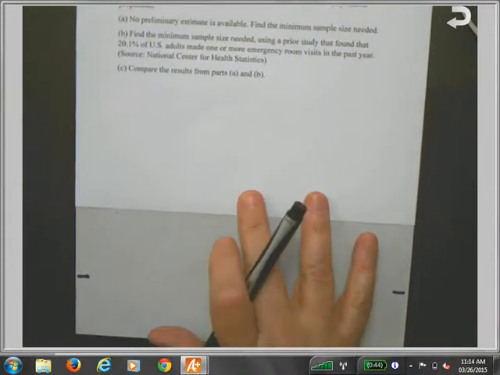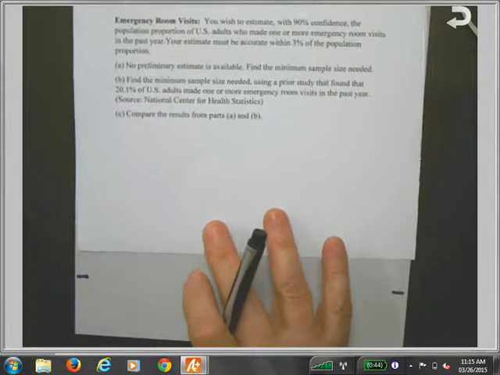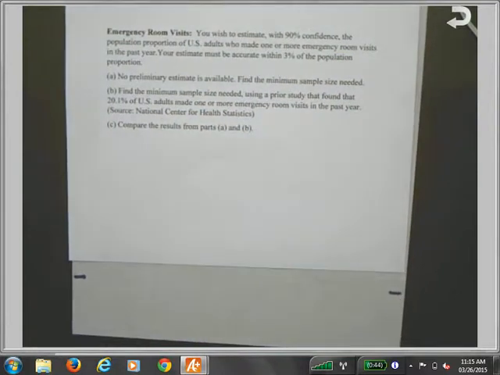Now I've got a little bit of a different one going on here. Emergency room visits. Okay, you wish to estimate with 90% confidence the population proportion of U.S. adults who made one or more emergency room visits in the past year. Your estimate must be accurate within 3% of the population proportion.